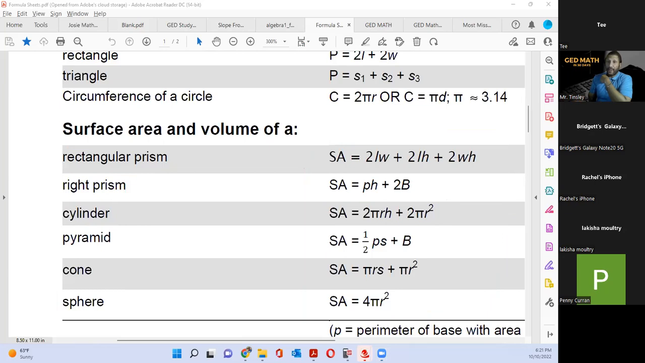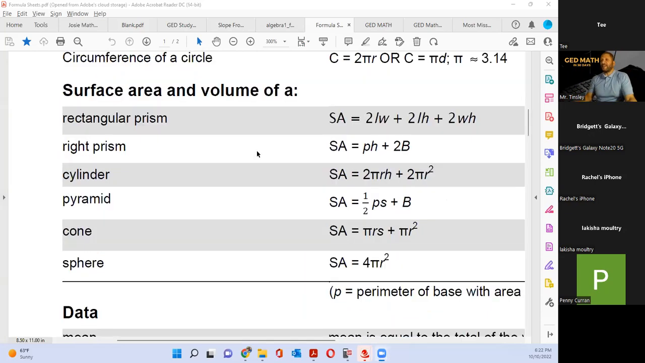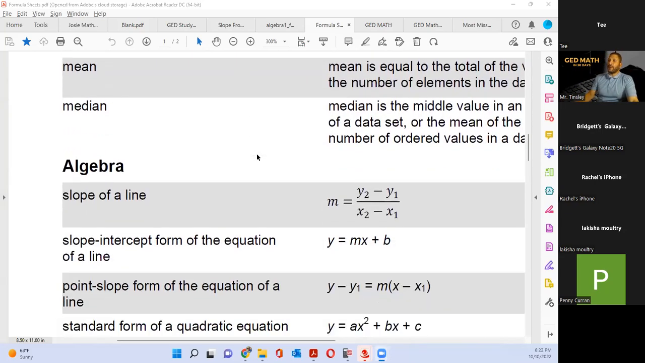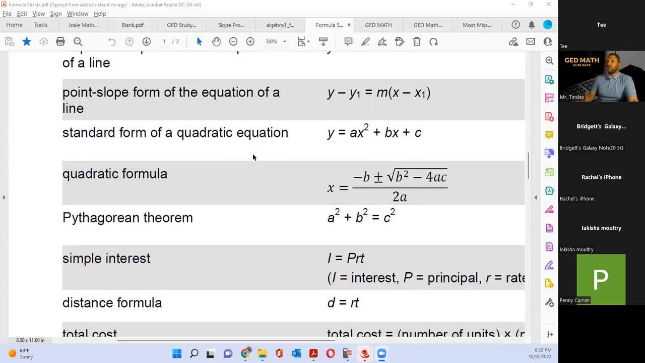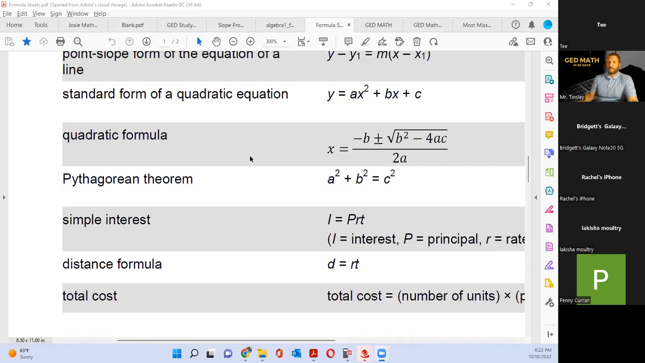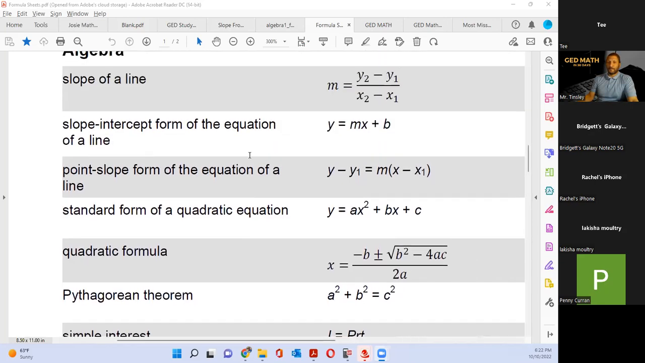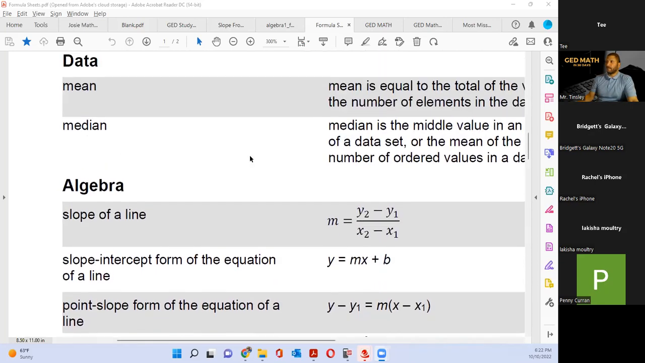All right. What's next? Surface area, absolute value. What's next? Does everybody understand everything on this formula sheet? Is there any formula that you don't understand on this formula sheet or don't know how to use? Okay, good.